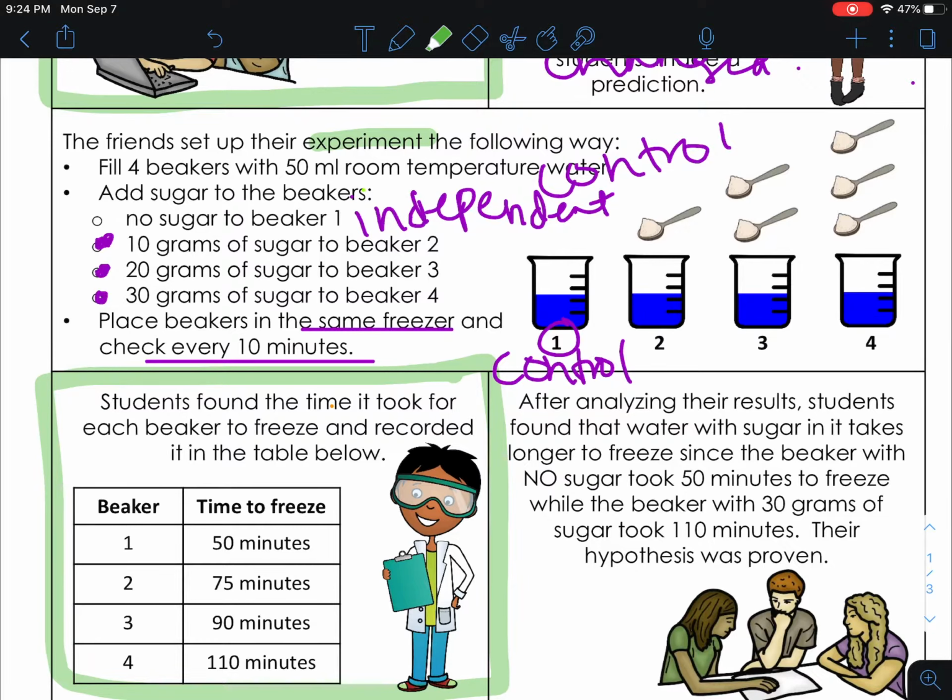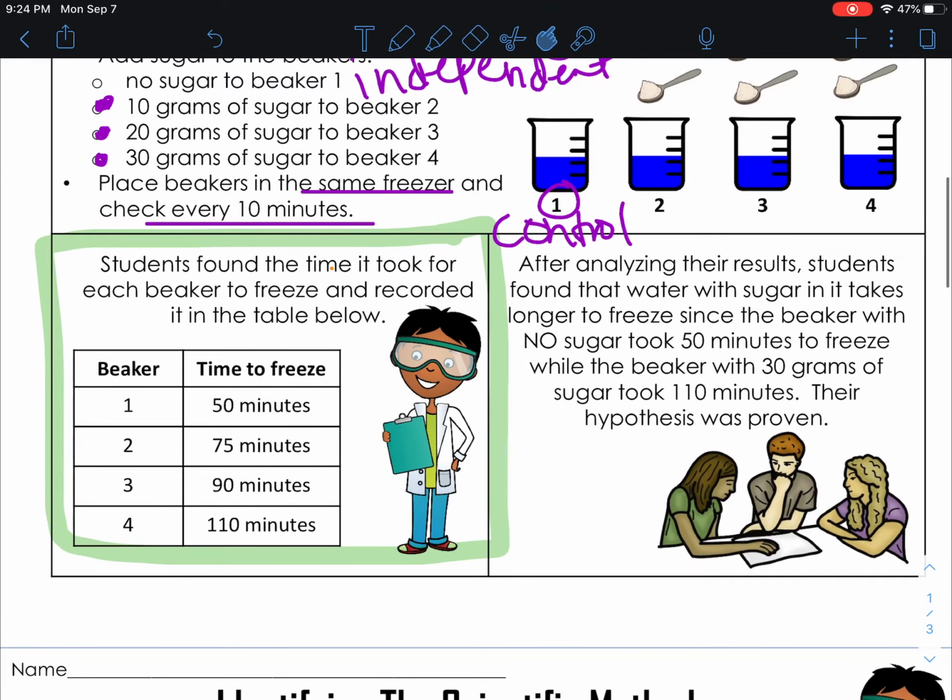They're going to analyze the results. So students found the time it took for each beaker to freeze and recorded it in the table below. All right, so it's a way to organize their thoughts. So beaker number 1, now remember beaker number 1 has no sugar in it because they want to know, does sugar affect the freezing time of water? So beaker number 1, 50 minutes, beaker number 2, 75, beaker number 3, 90, and beaker number 4, 110 minutes.